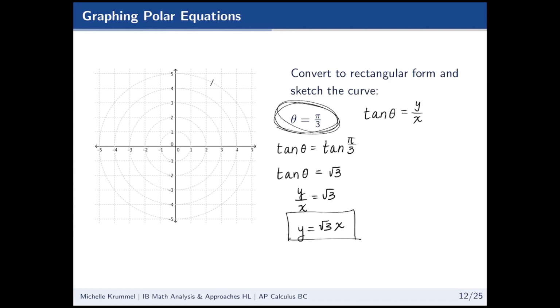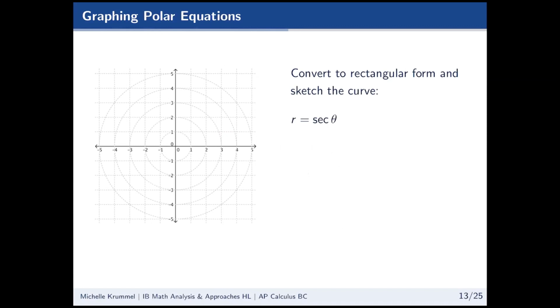So we can just eyeball that there. 60 degrees is about right there. So for all the possible r values, the angle is always pi over 3, which is just going to be this line passing through the origin with that slope.